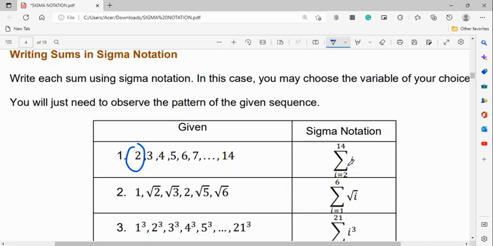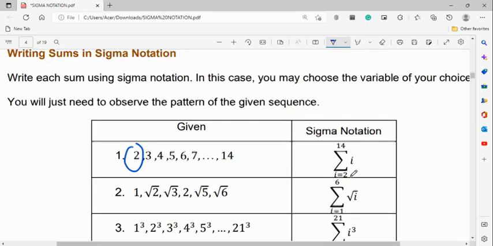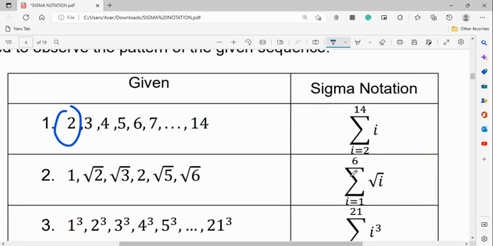Pero if you think that 2 is your second term, then nakikita natin yung representation dito that i starts from 2. Then this is your i. So, kaya nakuha ang 2, 3, 4, 5, up to 14. Pero, kung inisip mo na ang 2 is your first term, then you can let n be equal to 1.